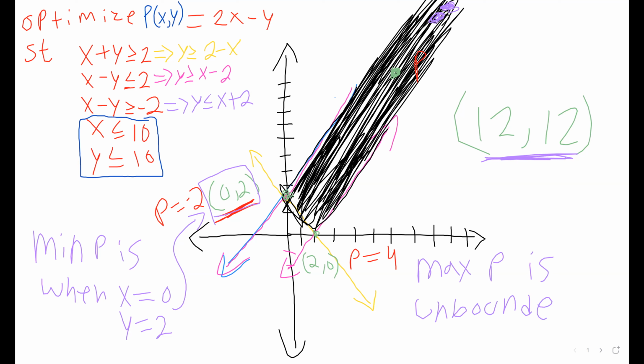And I know this is a lot of information, but my goal is that you can slow it down, you can go back, try to understand it. But this will help you understand most linear programming problems. But this is how this would be affected.